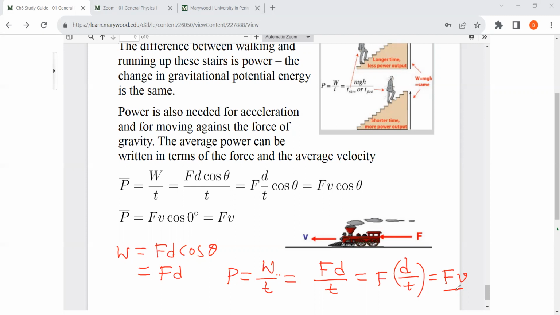For example, here this train is moving in this direction, so the force the engine is providing is in this direction, and the velocity is in this direction, so both are in the same direction. So for this train engine, we can calculate its power by using this equation.